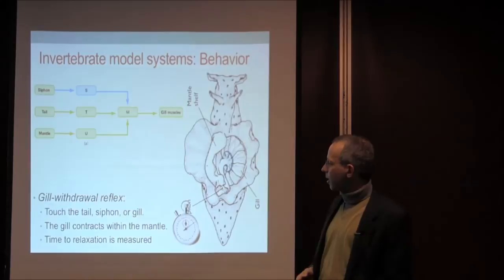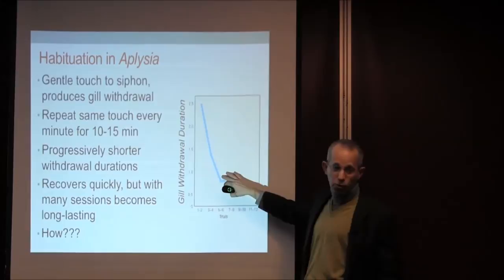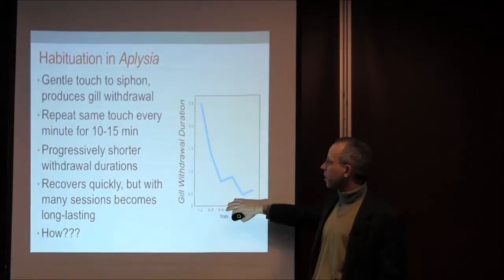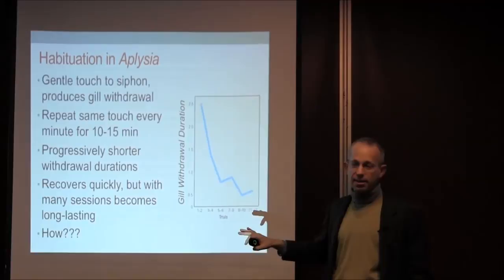So in habituation, we see the gentle touch to the siphon. Again, this is like a neutral stimulus. It's like the tone that's played to the rat. It produces a gill withdrawal. The siphon is sort of embedded there within the gill. And you repeat the touch every minute for 10 minutes, and you get progressively shorter gill withdrawal. So this is the classic behavioral habituation that we saw before. It recovers quickly, but with many sessions becomes long-lasting. So all the same properties that we talked about earlier.